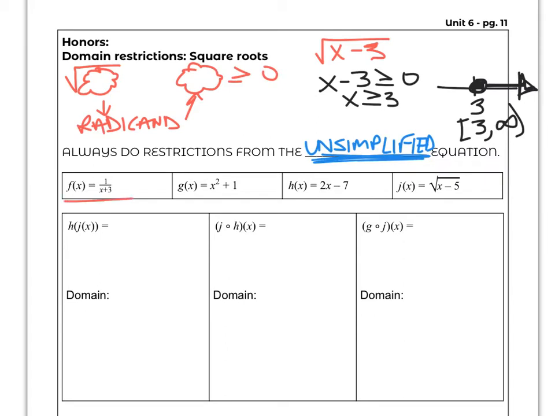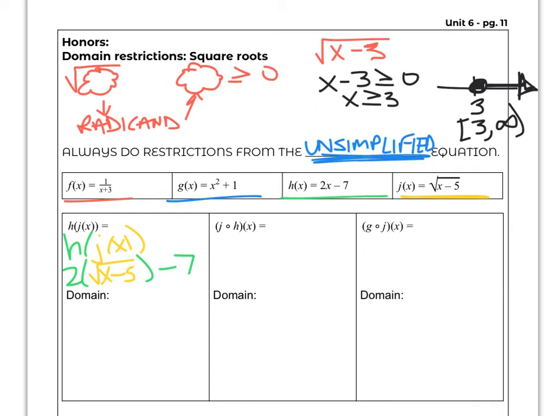Let's add some color coding. Wonderful. Okay, so we're going to do h of j of x. So my big function is going to be 2 times something minus 7, and the something we're plugging in is square root of x minus 5, so that's my final answer.